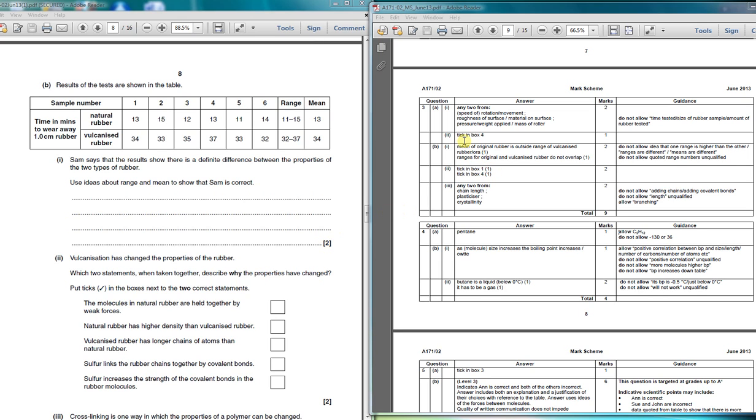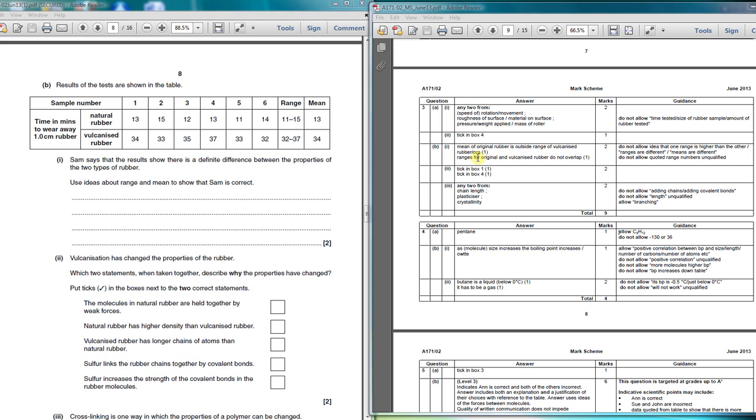Your first mark is for saying the mean of original rubber is outside the range of vulcanized rubber. So if you look at your mean of the natural rubber, 13, it's not in this range between 32 and 37. They've also said ORA, which means all reverse arguments. So you could have said that the mean of vulcanized rubber, 34, is outside the range for natural rubber, 11 to 15. 1 mark for either of those.